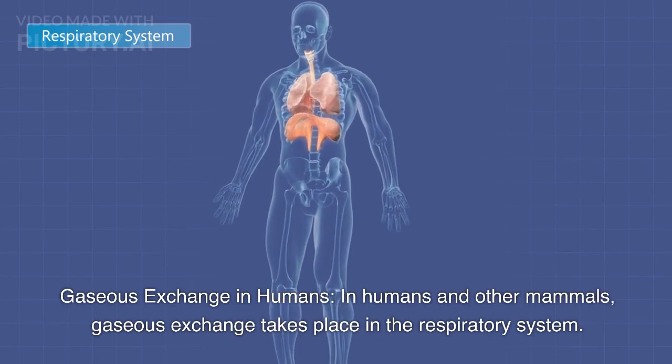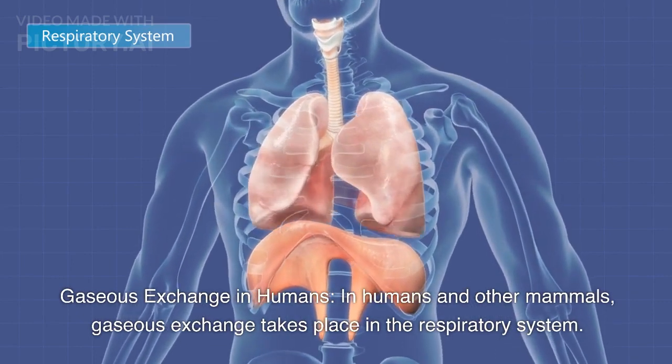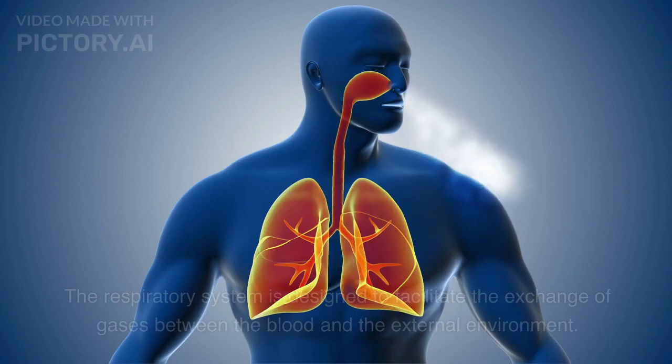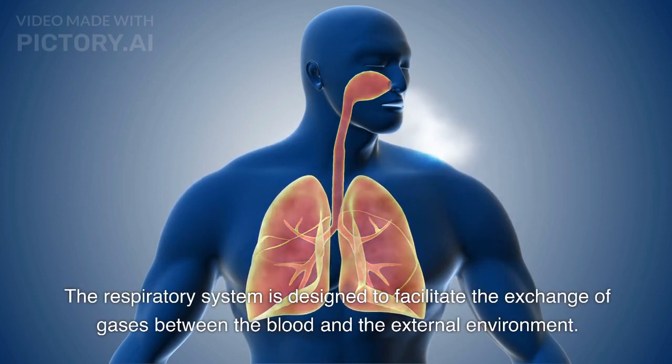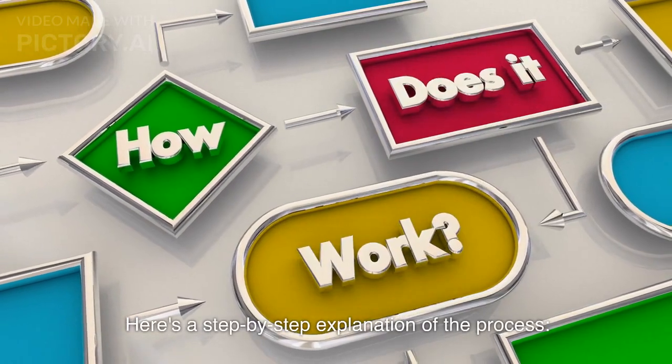Gaseous exchange in humans. In humans and other mammals, gaseous exchange takes place in the respiratory system. The primary organs involved in this process are the lungs. The respiratory system is designed to facilitate the exchange of gases between the blood and the external environment. Here's a step-by-step explanation of the process.